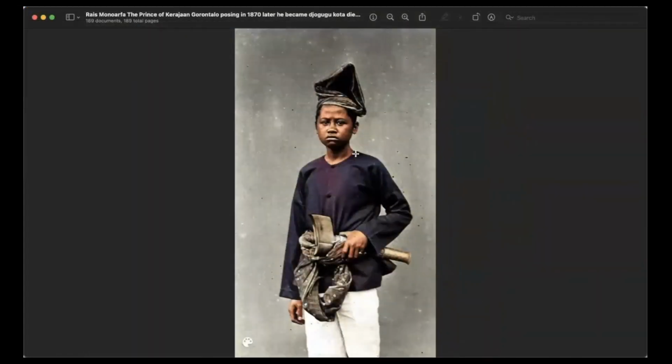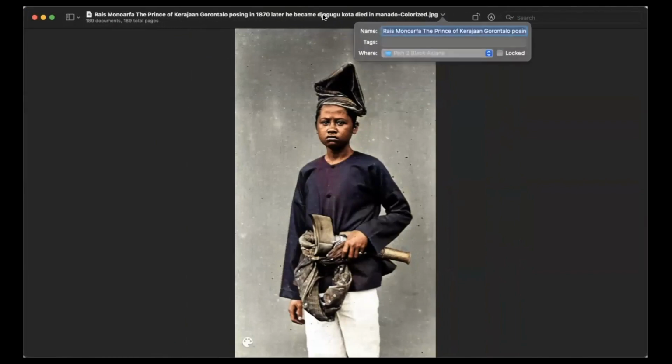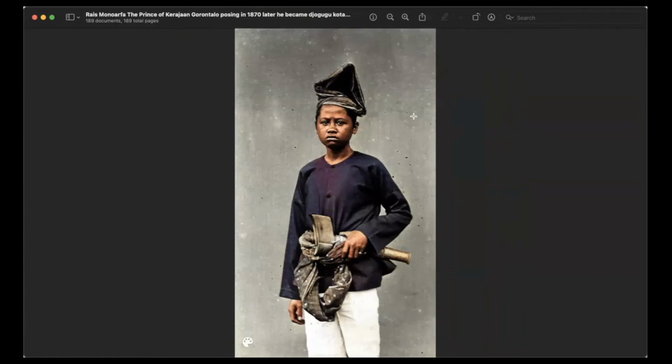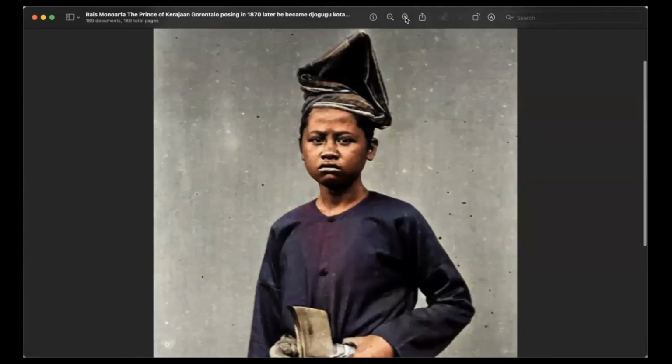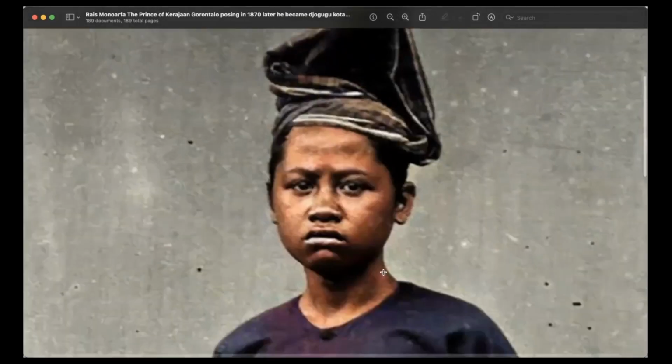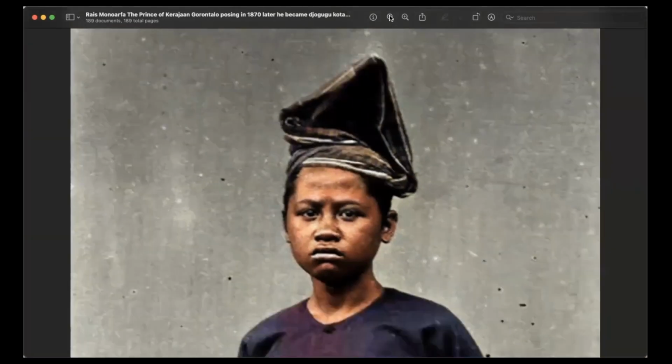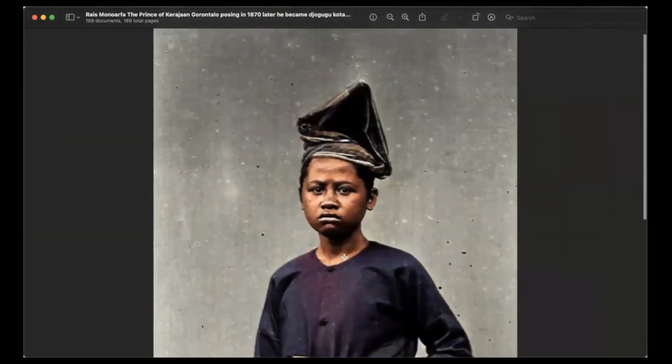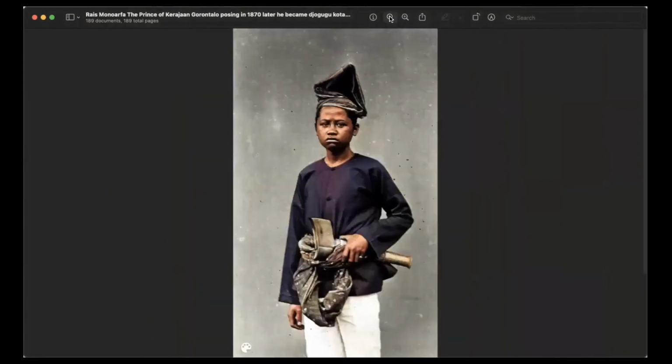Here we have Rais Monoarfa, the Prince of Kerajan, Gorontalo, posing in 1870. Later, he became Dojo Gugu Kota. He died in Manado. All right, Rais, the Prince of Kerajan. Look at him. All right, this is an Asian. Look at him, so swarthy. Look at his phenotype. So very cool picture. He looks like a pretty serious young man.